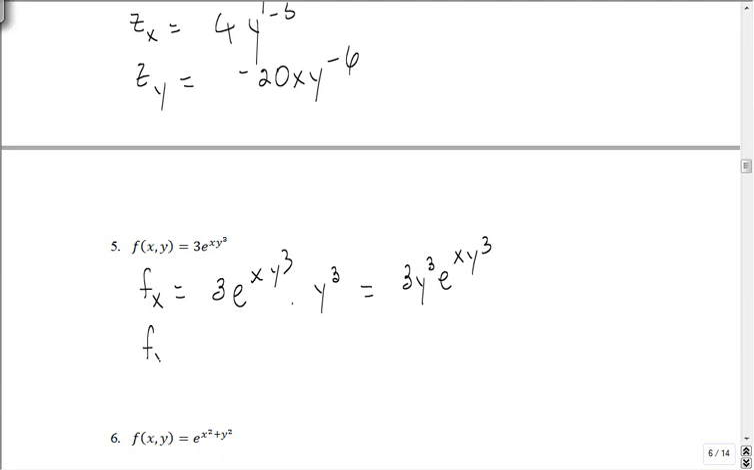Partial of f with respect to y. It's the same thing, 3 e to the xy cubed, but what do you multiply by? 3xy squared. We're partially differentiating xy cubed with respect to y. So this gives us 9xy squared e to the xy cubed.